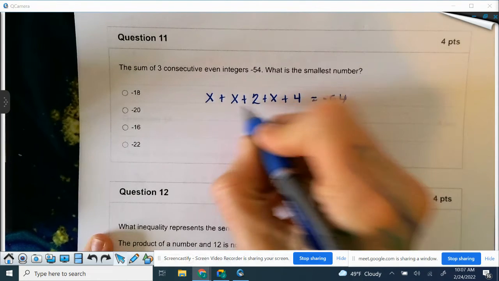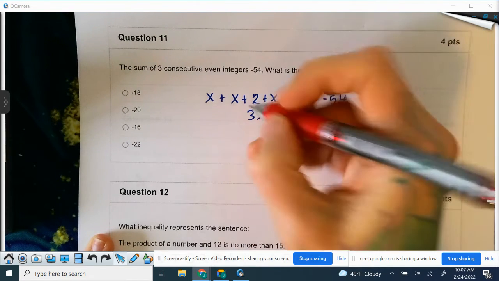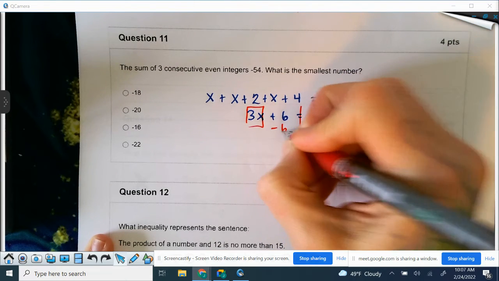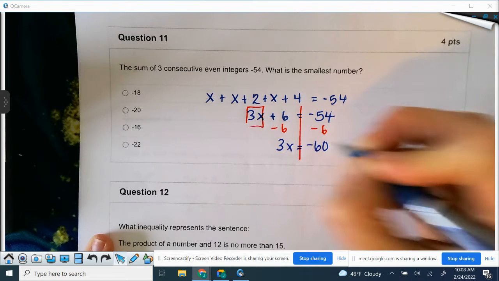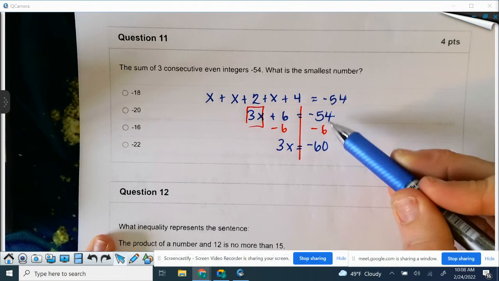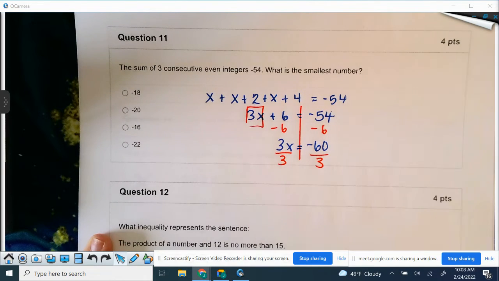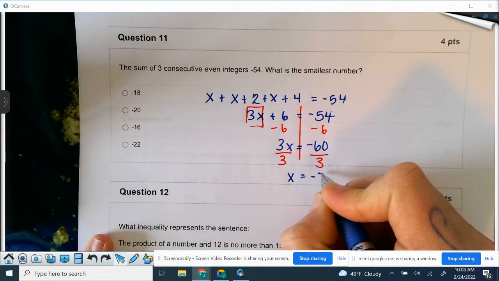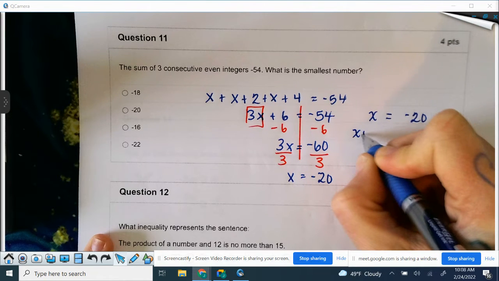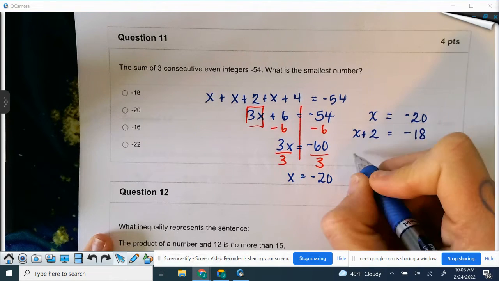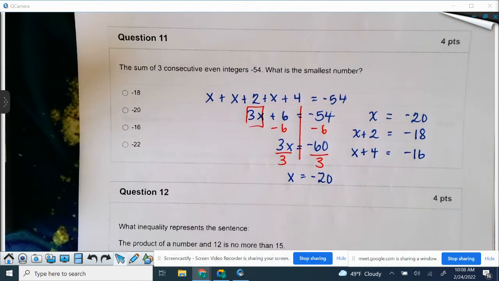So 3x plus 6 equals a negative 54. We're going to get that 3x by itself. Great divide. We're going to minus 6 from both sides. Negative 60, because I spent more money than I already spent, 54. I spent 6. I spent 60 total. Divide by 3, because that's 3 times x. So x equals a negative 20. So if x equals a negative 20, x plus 2 is a negative 18. X plus 4 is a negative 16. Because you're paying off that debt when you add.